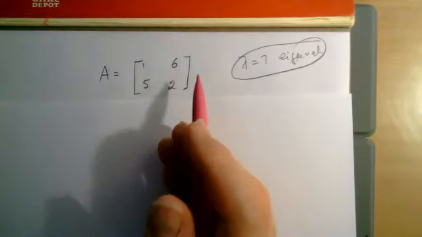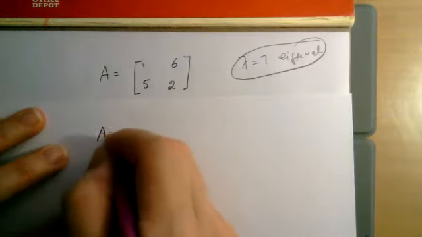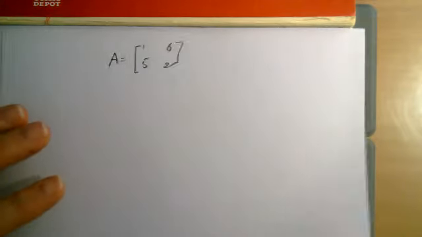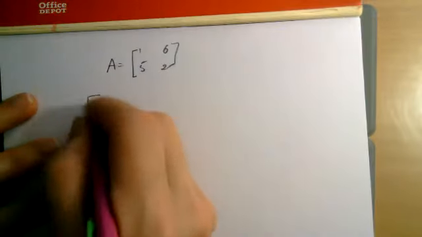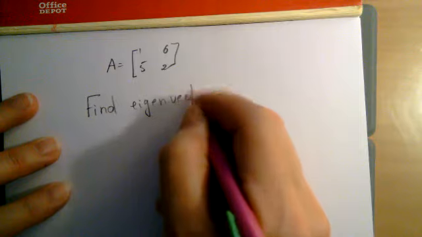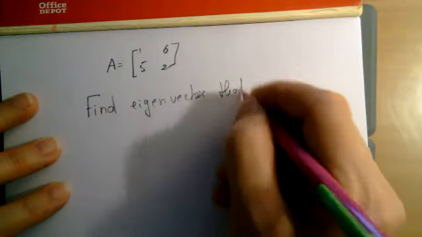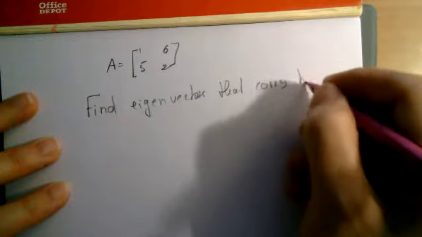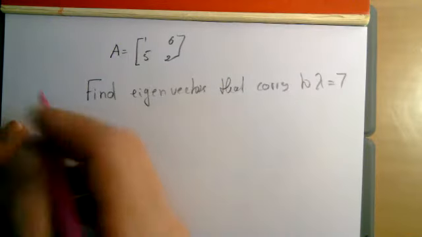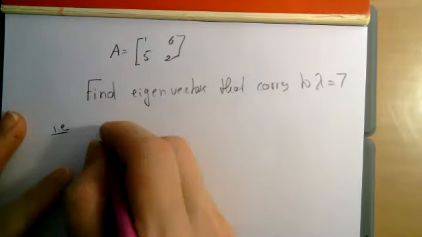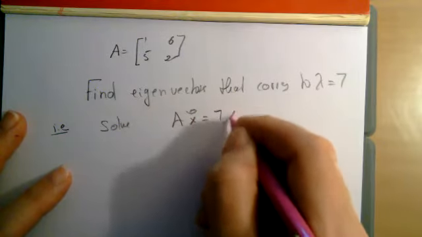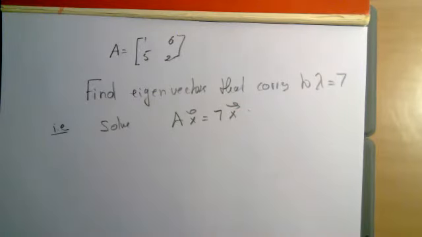So question B, again, is the same matrix. That's my matrix here. I will not change it. And the question is, find the eigenvectors that correspond to lambda equal to 7. So in other words, what does this mean to you? It means we need to solve AX equal 7X. That's really what we have to do.